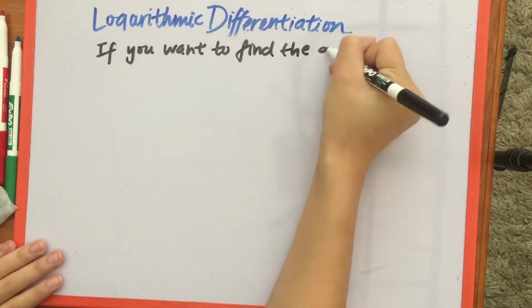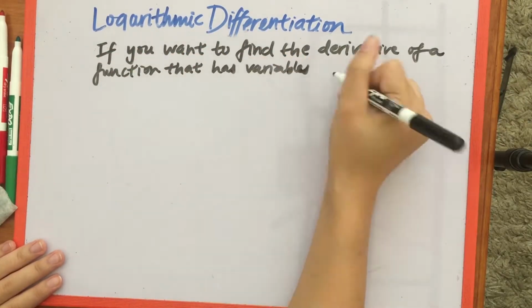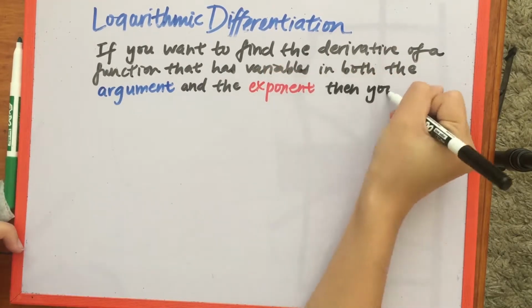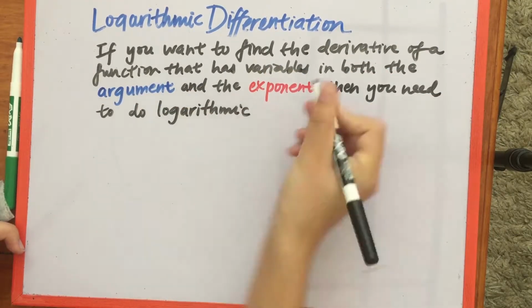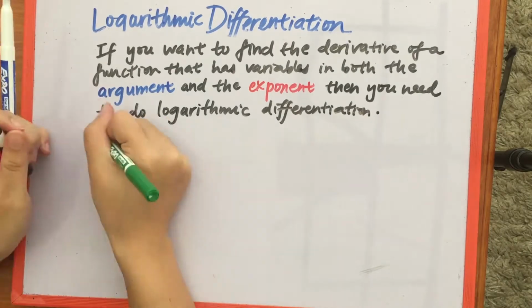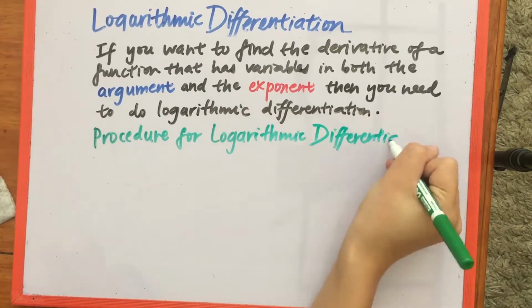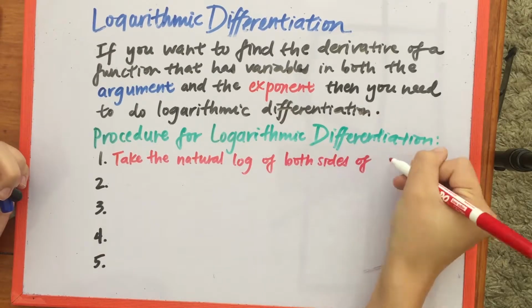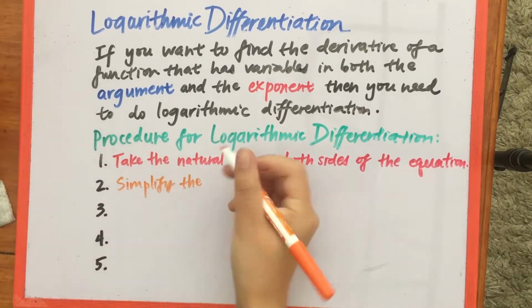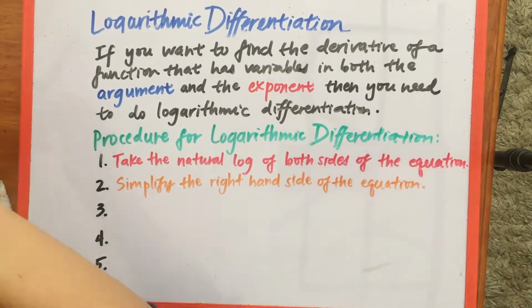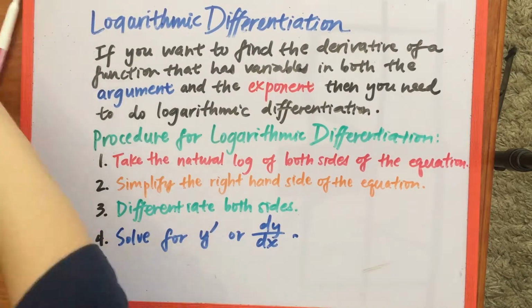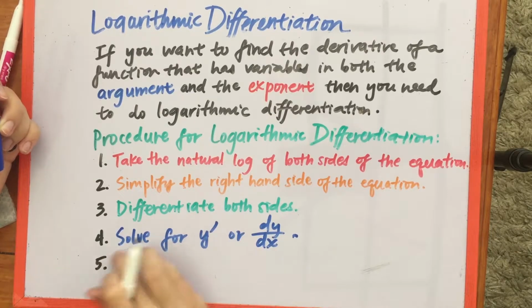If you want to find the derivative of a function that has variables in both the base and the exponent, then you need to do something called logarithmic differentiation. So the steps for this are as follows. The procedure is to take the natural log of both sides of the equation, then simplify the right-hand side of the equation. Number 3 is differentiate both sides, then solve for y prime, and then finally substitute for y if necessary.